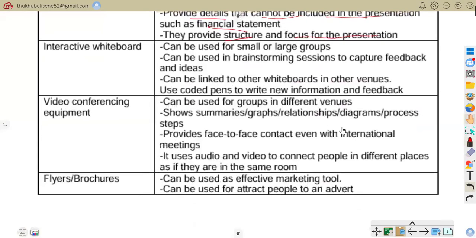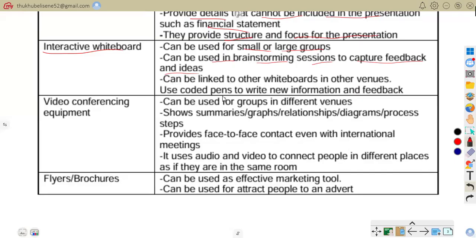Now let us come to the interactive whiteboard. It says it can be used for small or large groups as well, so it is suitable for different audience sizes. It can be used during a classroom lesson or even a company meeting. It can be used in a brainstorming session to capture feedback and ideas.